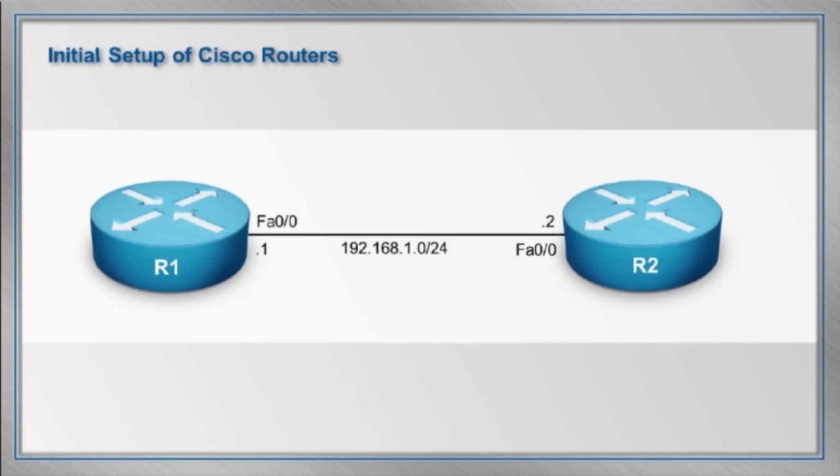Let's go ahead and take a look at a sample topology that we'll play with here to demonstrate this initial setup. Notice we have R1 and R2, and we're going to go in and make sure they have connectivity with each other over the 192.168.1 circuit. All right, well, let's go for it. Let's go over to R1. Notice it's going to be the fast Ethernet 0/0 interface that we are going to utilize on each device.